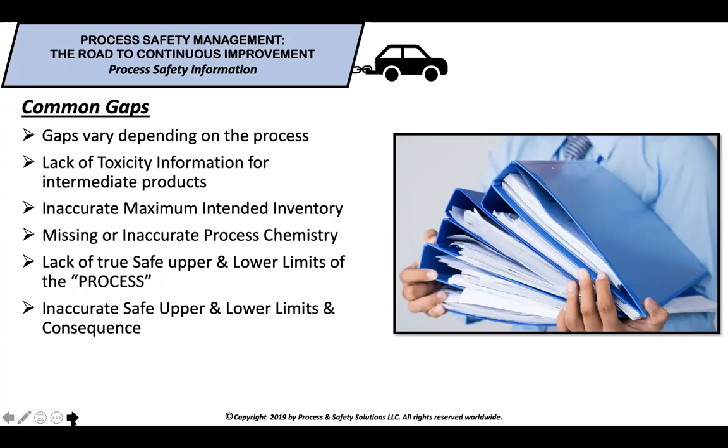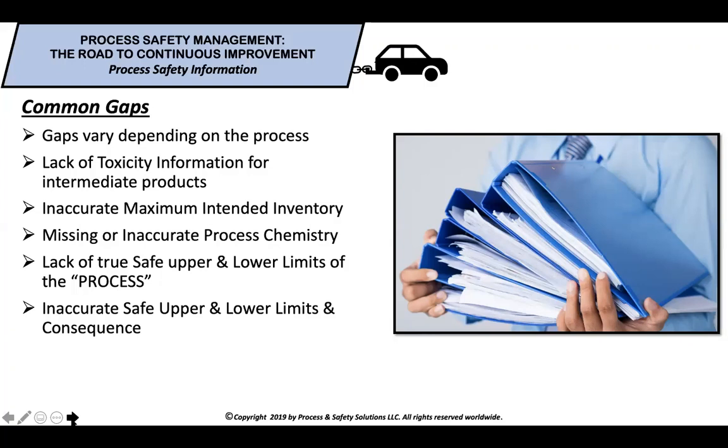Sometimes those intermediate products have toxicity that's much, much worse than the final product or even the raw materials that are coming in. So those intermediate products, if they're in threshold quantities, must also have process safety information and toxicity information associated with them. So those need to be developed just like you would develop any raw material toxicity information and any finished product toxicity information as well.